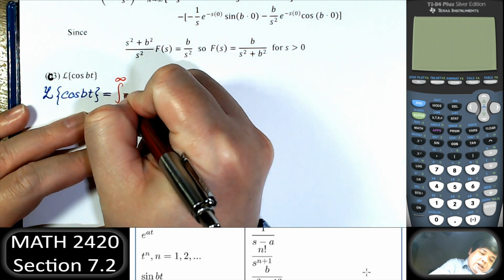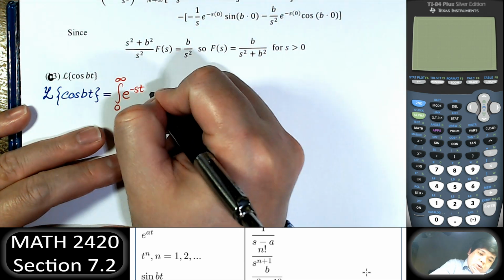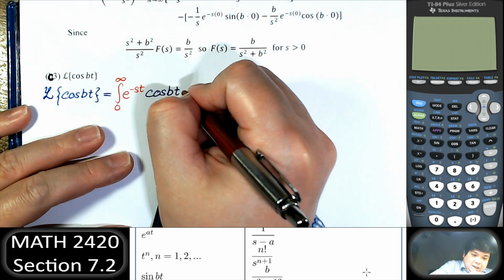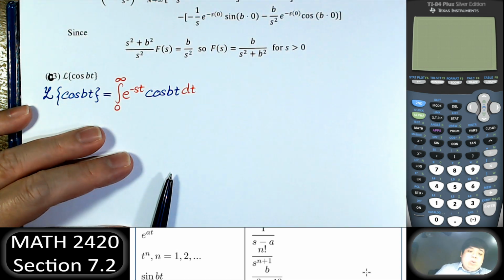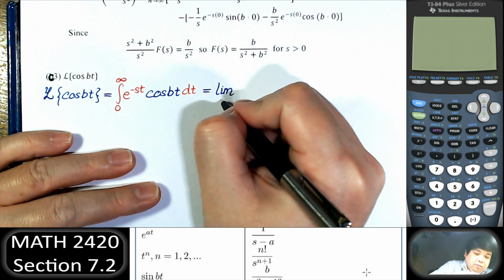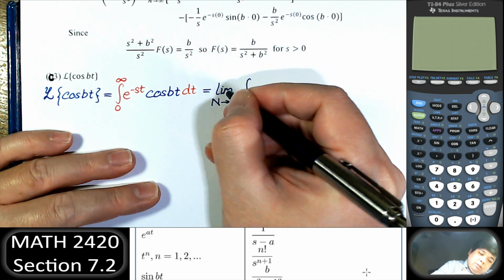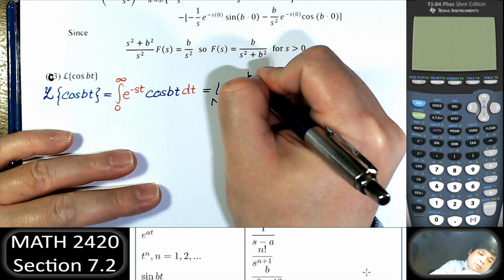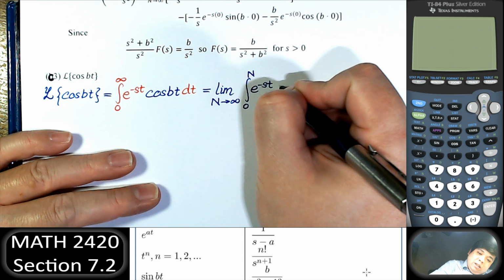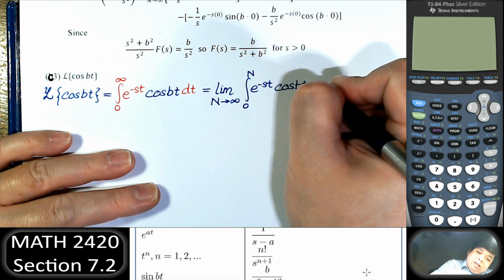So, the definition. Now we just put cosine bt dt. First thing we do, this is an improper integral, so replace the upper limit by n. And we have e to the negative st cosine bt dt.